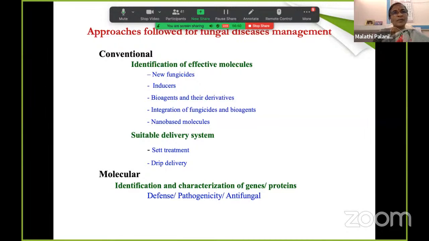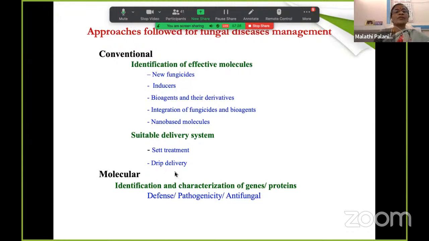Initially, especially for red rot and smut, we are mainly working on host resistance, and to sustain the resistant or moderately susceptible varieties and avoid the breakdown of resistance under field conditions. Whenever we release varieties under field conditions, there is breakdown of resistance after some time due to the frequent development of newer races. Hence, we are working on conventional approaches as well as molecular approaches to sustain the varieties under field conditions.